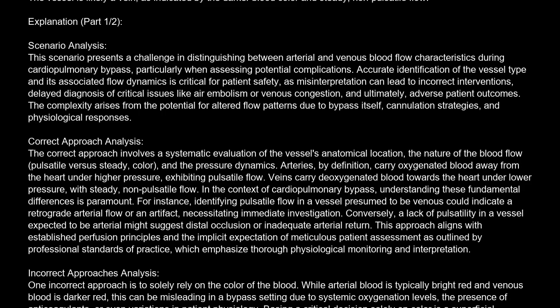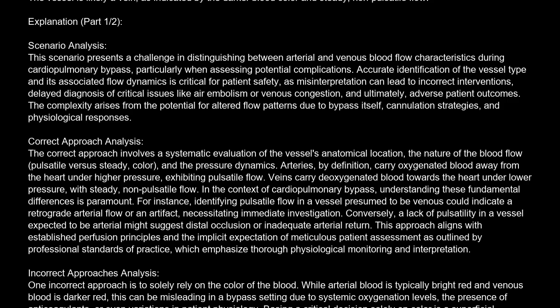The correct answer is A. The vessel is likely a vein, as indicated by the darker blood color and steady, non-pulsatile flow. Explanation. Scenario analysis. This scenario presents a challenge in distinguishing between arterial and venous blood flow characteristics during cardiopulmonary bypass, particularly when assessing potential complications.